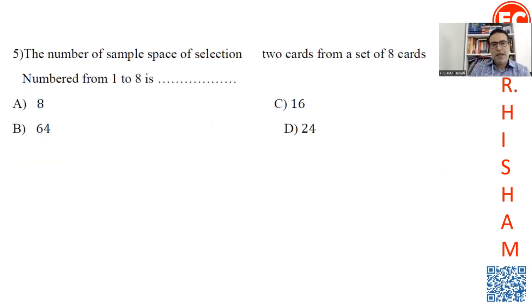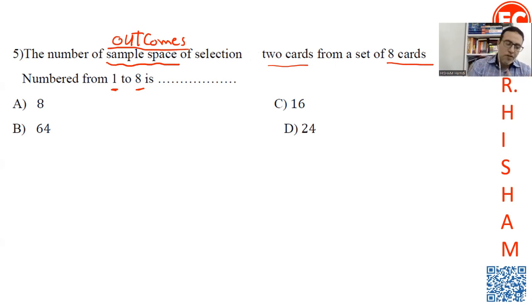Question number 5. What is the number of the sample space? It could be changed to outcomes. So outcomes, the same as the sample space, of selecting 2 cards out of 8 cards numbered from 1 to 8. The first choice is out of 8 cards, and the second choice is out of 8 cards. If I want to find the number of the sample space, I multiply the number of the first sample by the number of the second sample. So 8 in the first trial and 8 in the second trial, this is 64.